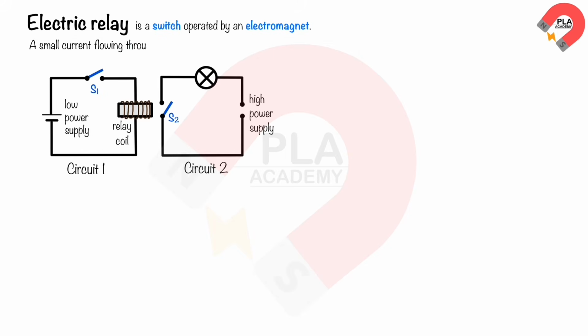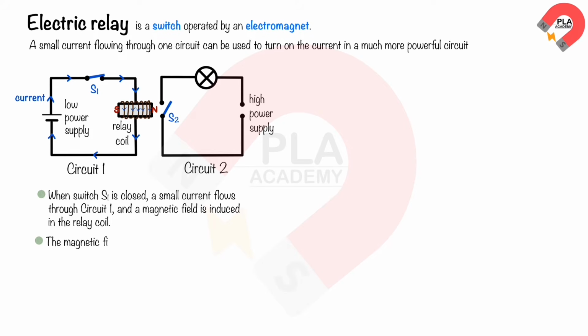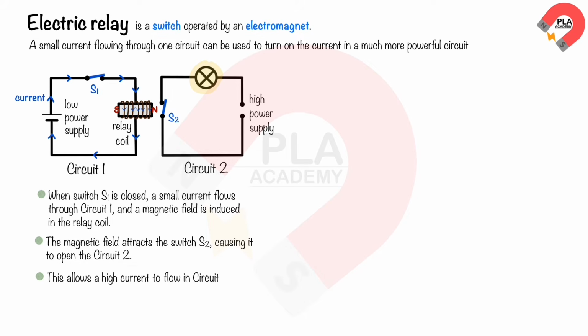Electric relay. An electric relay is a switch operated by an electromagnet. Using an electric relay, a small current flowing through one circuit can be used to turn on the current in a much more powerful circuit. When switch S1 is closed, a small current flows through circuit 1, and a magnetic field is induced in the relay coil. The magnetic field attracts the switch S2, causing it to close circuit 2. This allows a high current to flow in circuit 2, causing a light bulb to turn on.